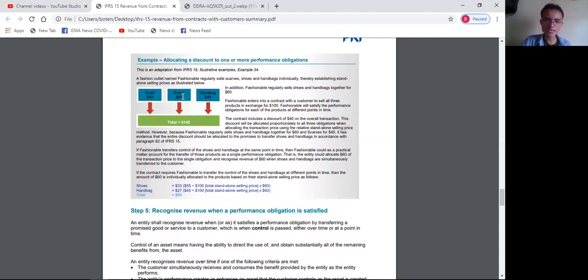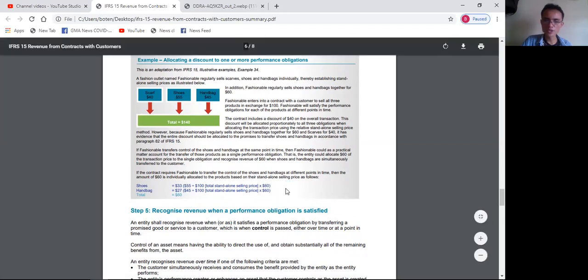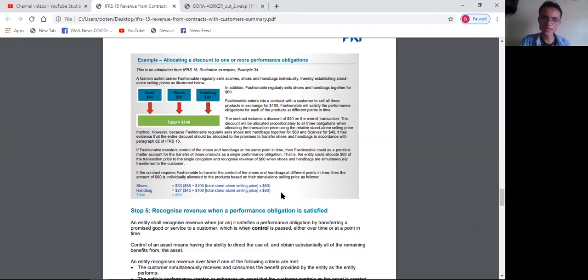Remember, shoes is at 55. Now it's at 33. So there is a 22 pesos discount. For the handbag, that's 45, 27, that's 18, the difference of the two. 22 plus 18, that's $40, which is the overall discount. I hope that is clear.